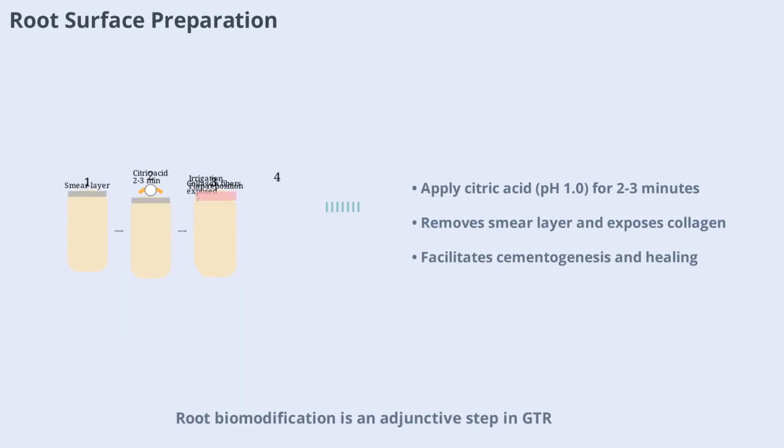Root biomodification is an adjunctive step in GTR, aimed at enhancing new attachment formation. Citric acid, with a pH of 1, is applied to the root surface for 2 to 3 minutes after thorough debridement. This process removes the smear layer, exposes collagen fibers, and may open dentinal tubules, facilitating cementogenesis and collagen adhesion. The treated root surface is then irrigated, and the flap is repositioned and sutured. This technique accelerates healing and may improve regenerative outcomes.